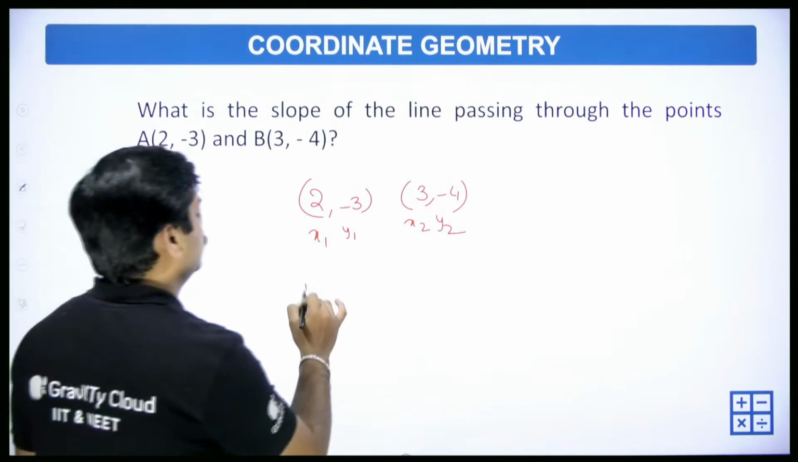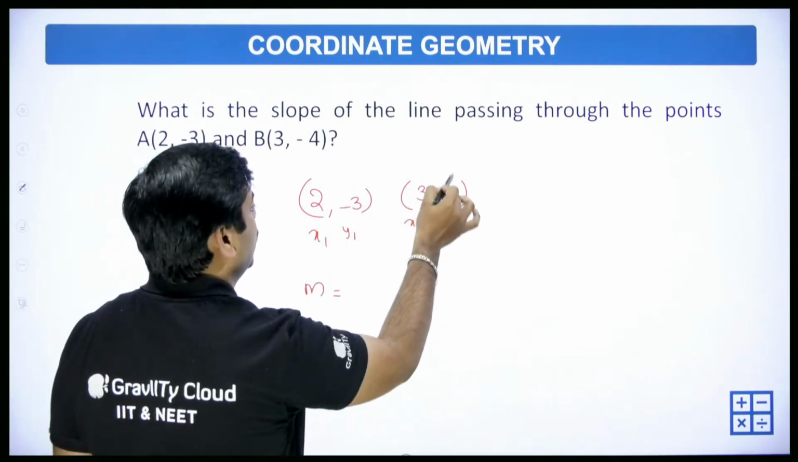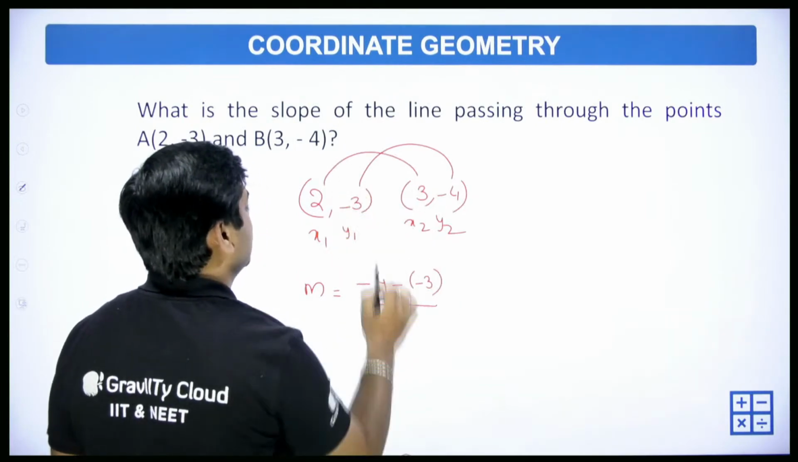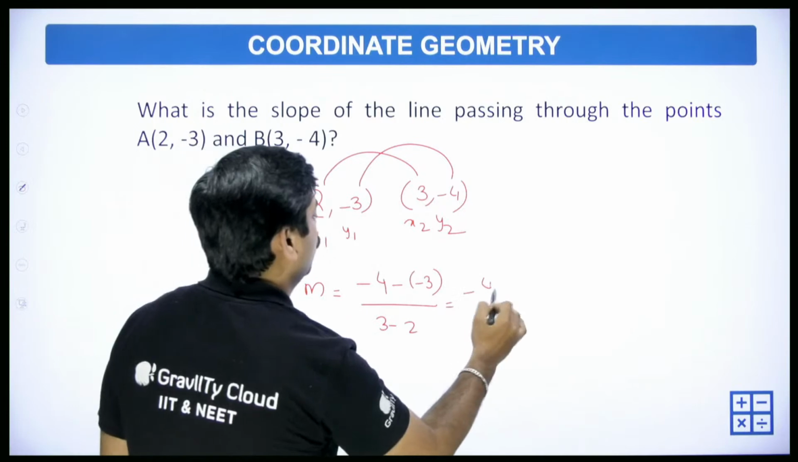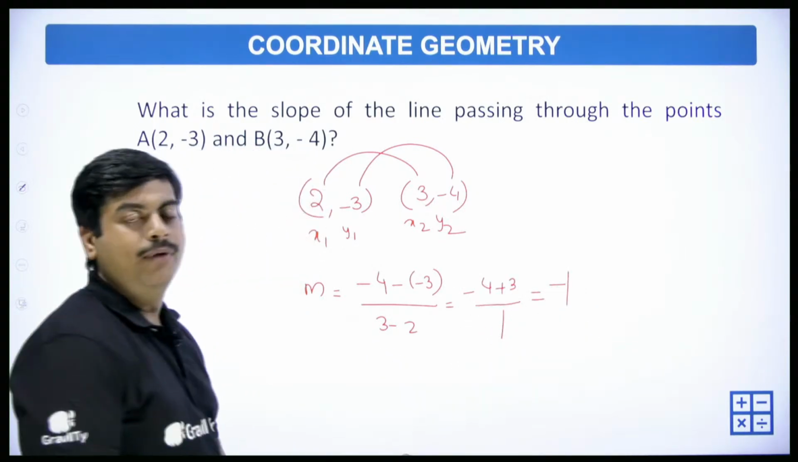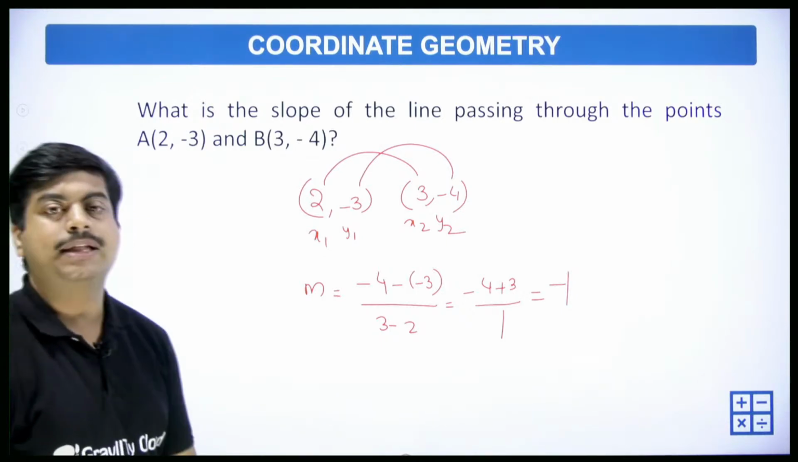So slope is equal to y2 minus y1, minus 4 minus of minus 3, by x2 minus x1, 3 minus 2. Minus 4 plus 3 by 3 minus 2, which is 1. So minus 1 by 1. Slope is equal to minus 1.